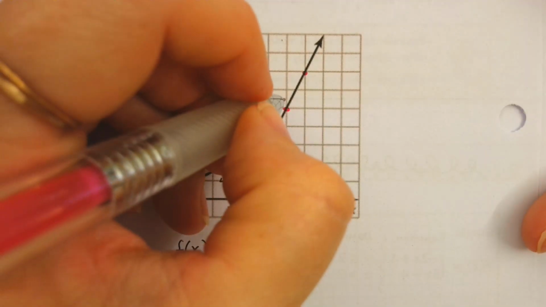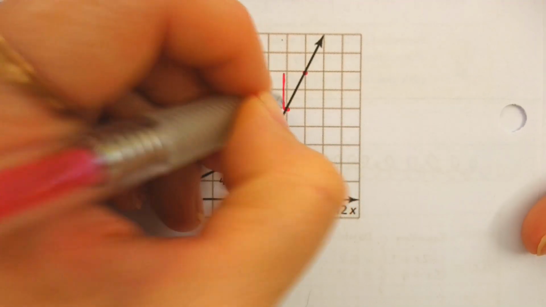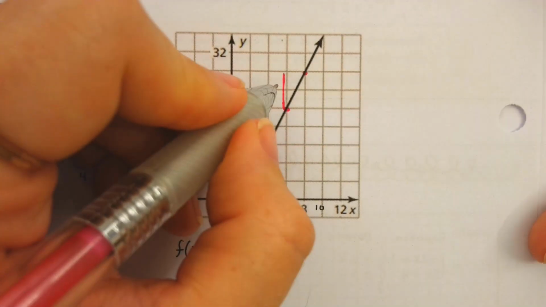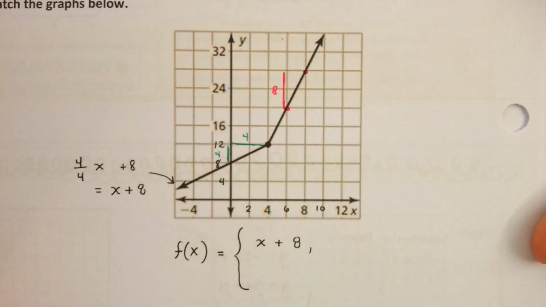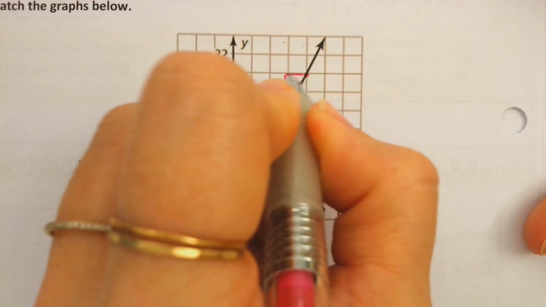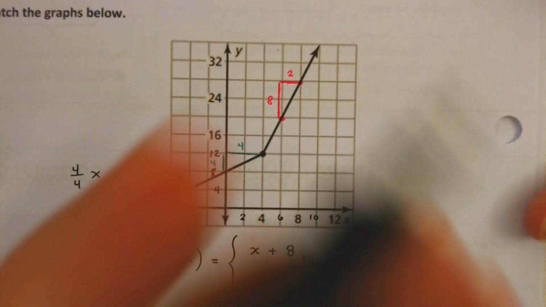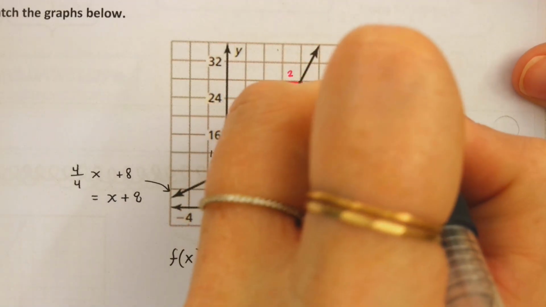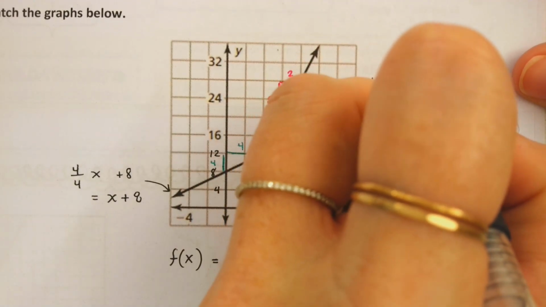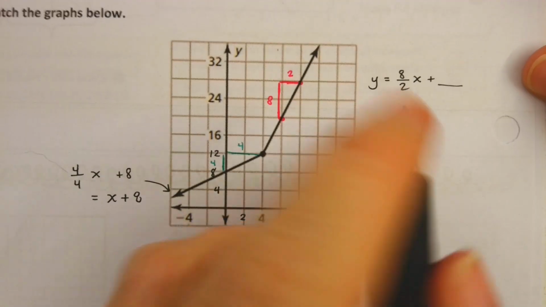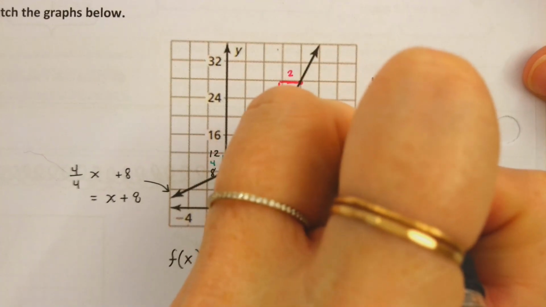We're going to start with our rise. What is that rise? That's a rise of 8 because the lines count by 4s. Good. What is the run? 2, because those lines count by 2s. So if I put it together, we'll have y equals 8 over 2x plus some sort of y-intercept that I don't know. 8 over 2 is going to simplify to 4x.